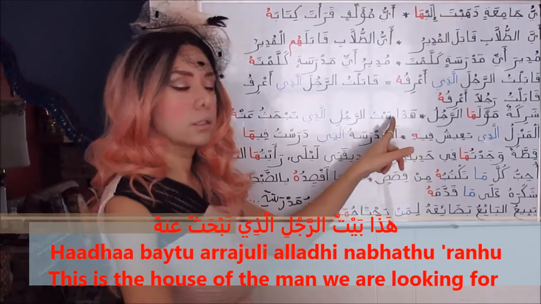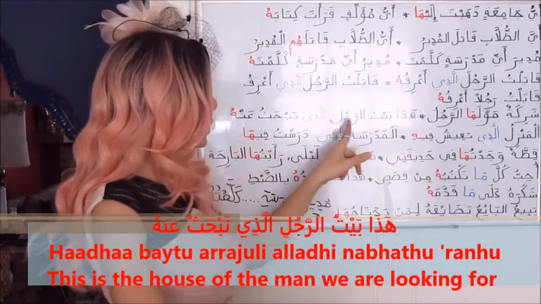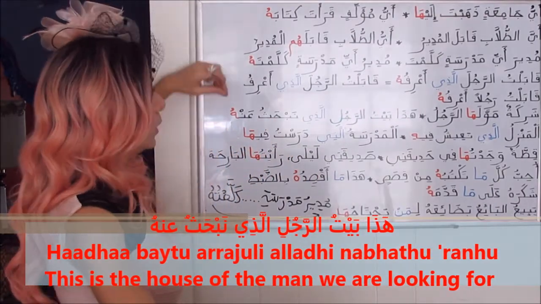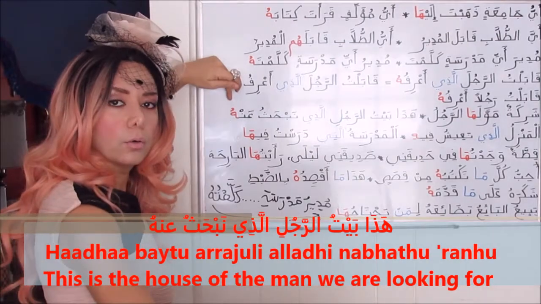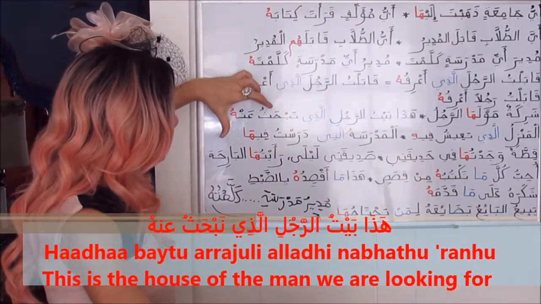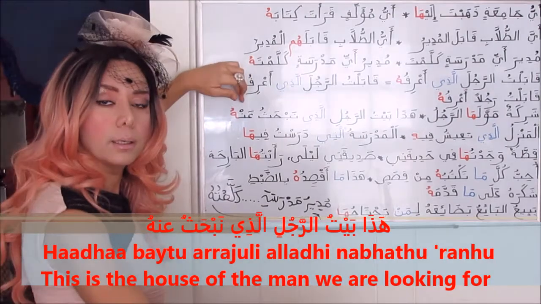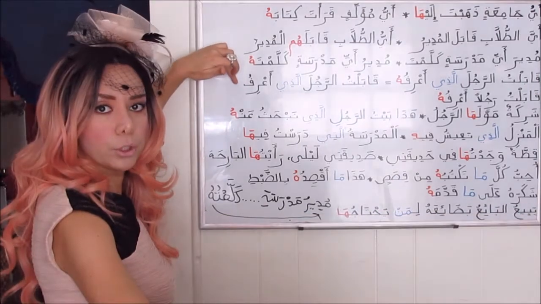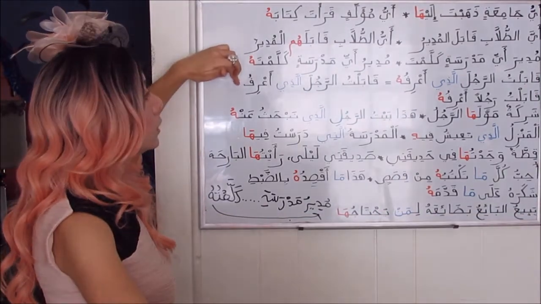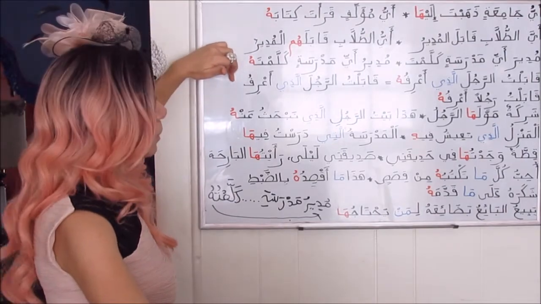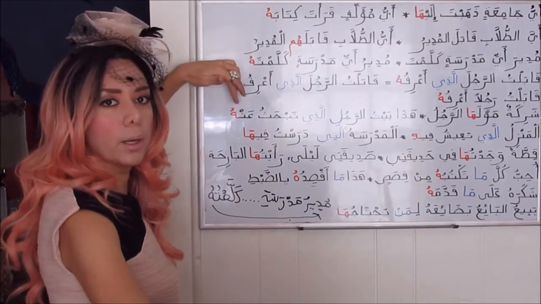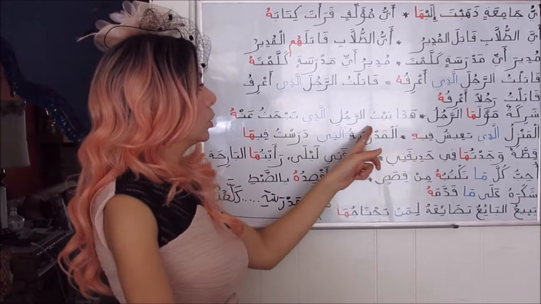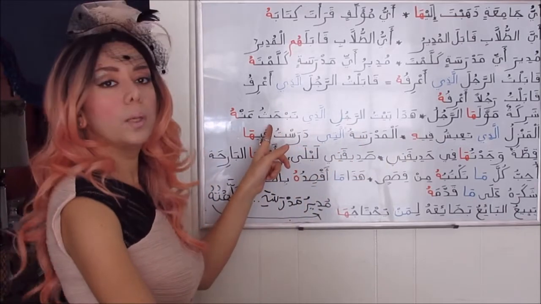So this is the man's house that we are looking for. Here we have attached the resumptive pronoun because it is preceded by the preposition an. Here you have the option of having it or not after a verb. But with prepositions, you have to attach a resumptive pronoun. So this is the man's house that we are looking for.